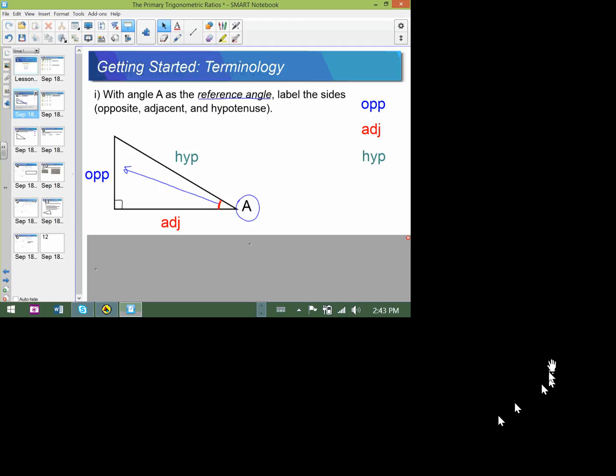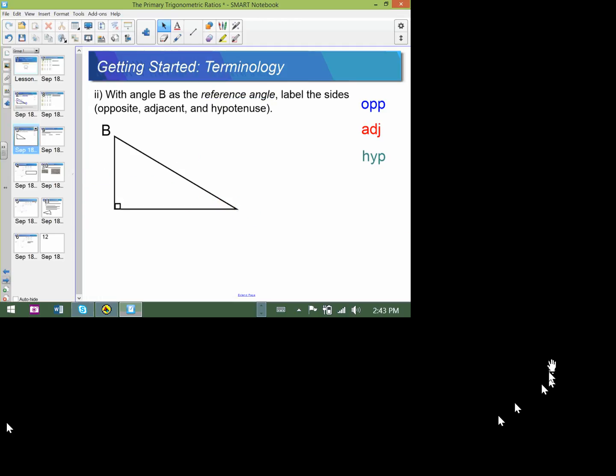So my question to you, let's go to the next page, is that if we have angle B now as our reference angle, and we want to label those side lengths, where would you place those side names? So take a moment and complete that, and then we'll have a look at your answers.